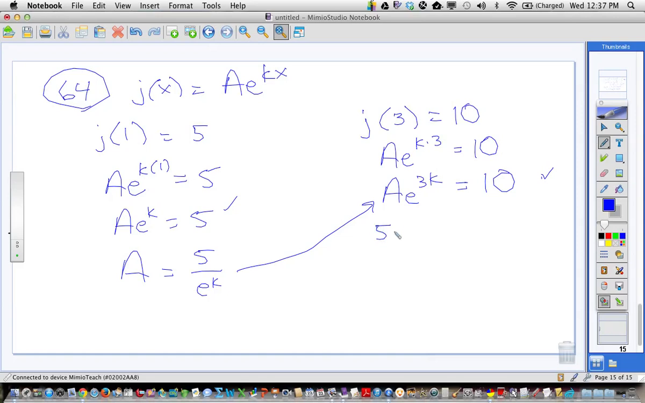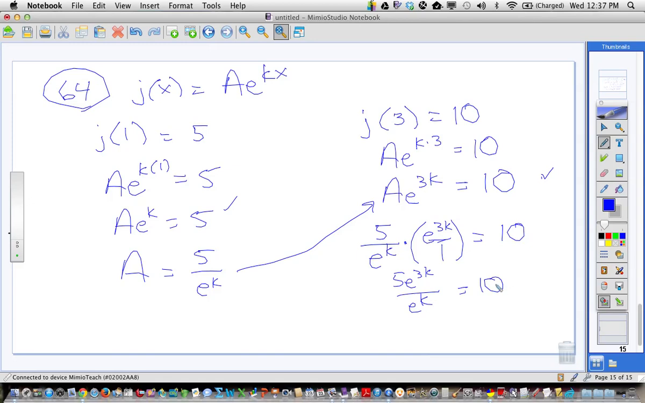So now we have 5 over e to the k. We're going to times that by e to the 3k. Now it would be helpful, I think, if we put a 1 under that. Helps me to see it anyway. And then that is equal to 10. So we have 5e to the 3k over e to the k. Right? I'd probably write more than some of you guys would, but it helps me to see it. Now, what can we do with those e's? Well, we got to be careful about cancel, but it's kind of cancel.